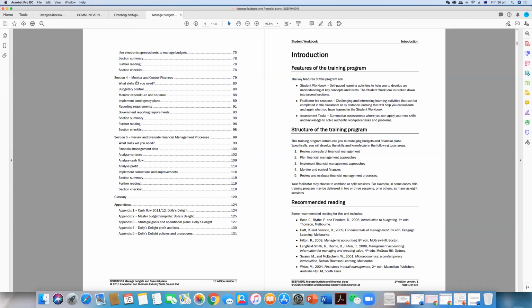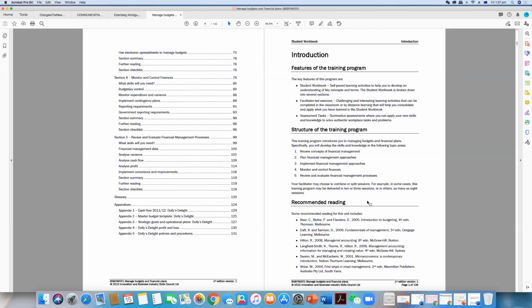In week four, we will monitor and control finance: budgetary control and expenditure and variance, and implement the contingency plan. We need to implement the contingency plans if something happens. And the reporting requirement, government reporting requirement. In the last week, week five, we will review and evaluate the financial management process and financial management data, analyze the variance, analyze cash flow and profit, and implement the corrections and improvement. So that's all the main content for this unit.